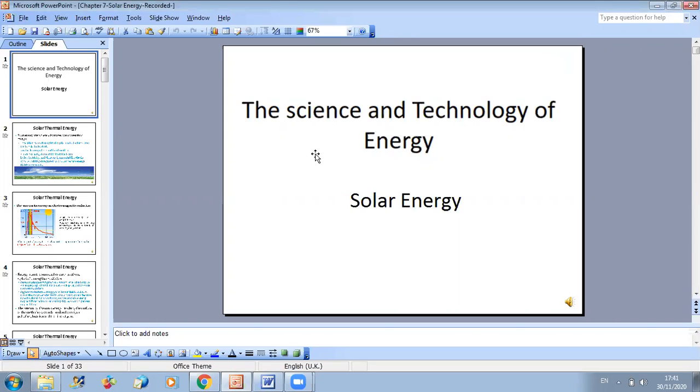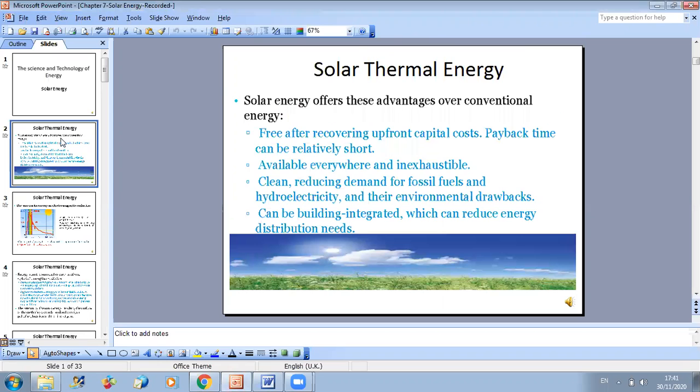So in the previous presentation your friends have done, we have talked about solar energy, and here we will see several types of systems using solar energy. To start with, solar energy offers many advantages over other conventional energy sources. First, it's free because we can use it anytime, especially in sunny regions, okay, and we don't have any cost, so we can just use the energy of the sun.